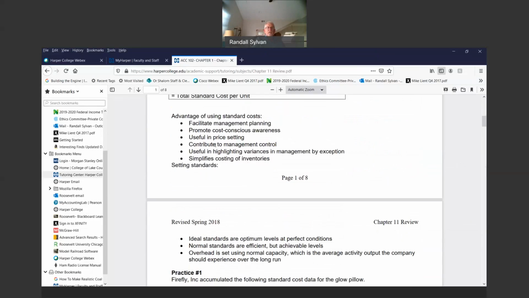Okay, here's all the advantages of setting standards. It's a great planning tool. That's the most important thing to know. It's useful in setting the price. It helps management control costs, absolutely simplifies costing of inventory. So I would understand what these advantages of using standard costs are.